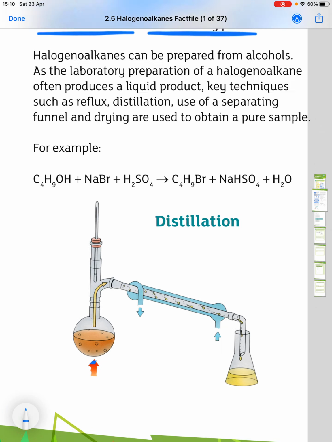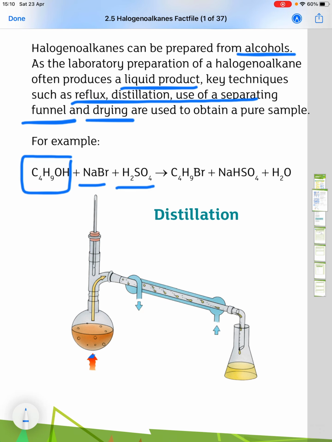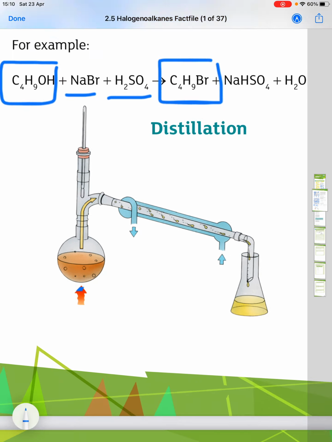So to prepare the halogenoalkanes, they can be prepared from alcohols, and it produces, in most cases, a liquid product. So the key techniques of reflux, distillation and use of a separating funnel and drying are used to obtain a pure sample. So for example, in this case we have butanol with sodium bromide and sulfuric acid, giving us bromobutane as our product.